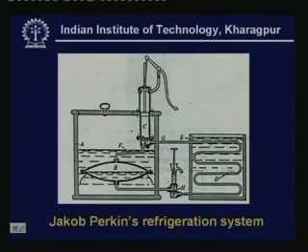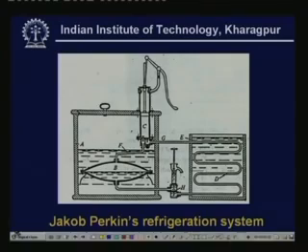Before discussing those things, let me show the Jacob Perkins machine. You can see that it has 4 basic components. This is the evaporator, compressor, condenser and an expansion valve. So these are the 4 basic components of any Vapour compression refrigeration system. The evaporator is submerged in a pool of water which needs to be cooled, and the condenser is submerged in a pool of water where heat rejection has to take place.